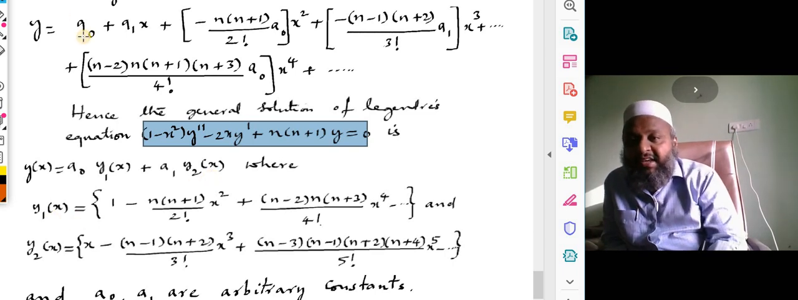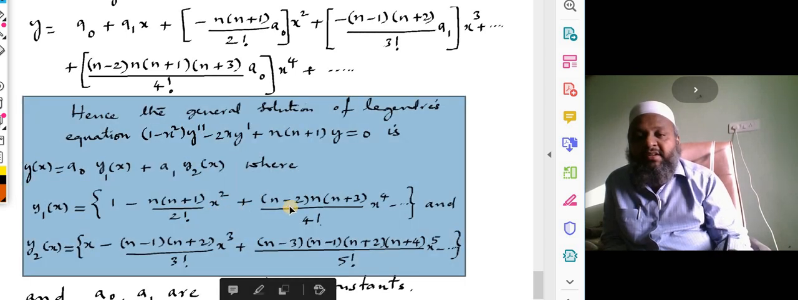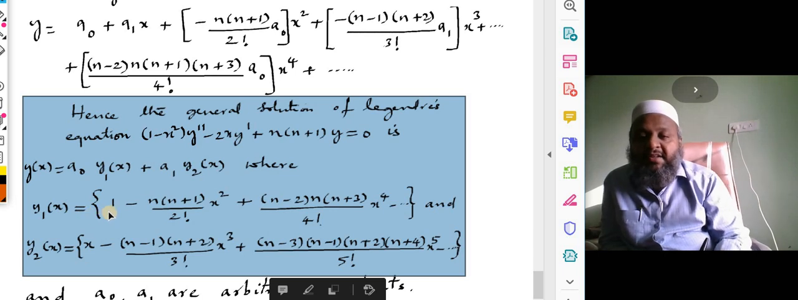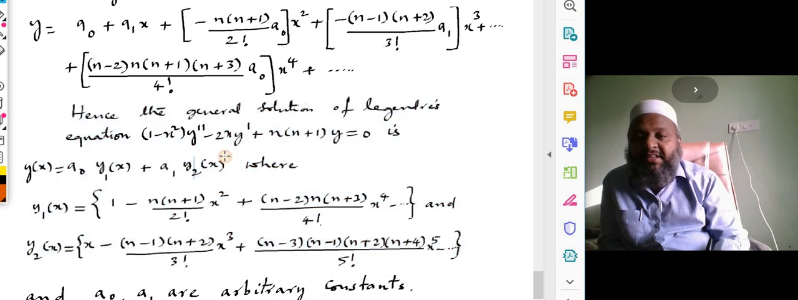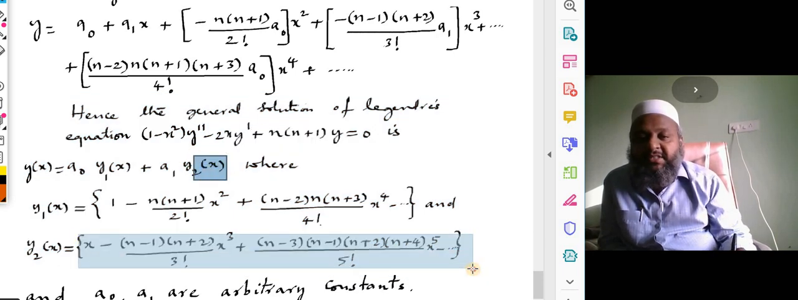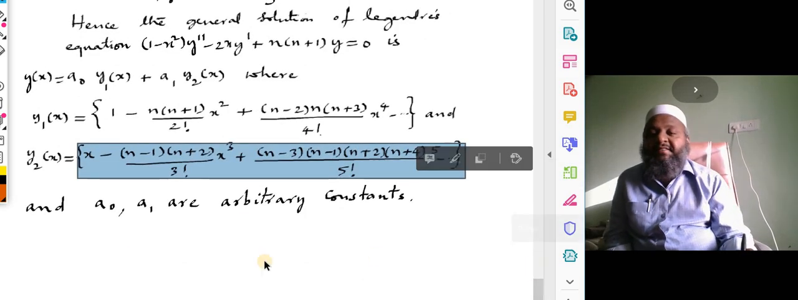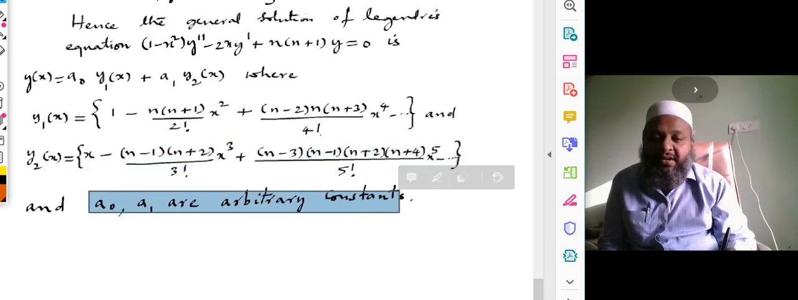If we take a naught common here, then here it will be 1 minus n into n plus 1 by 2 factorial into x square, this one. So this all terms, this term a naught taken common, so finally y1 is this one, and after taking a1 common there will be one function y2, that y2 will be this much. So this is the complete solution of Legendre's equation where a naught and a1 are arbitrary constants. I hope you got my point.